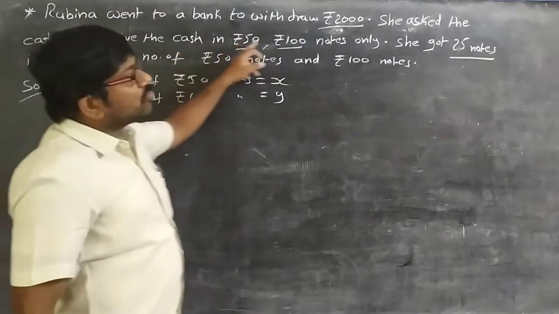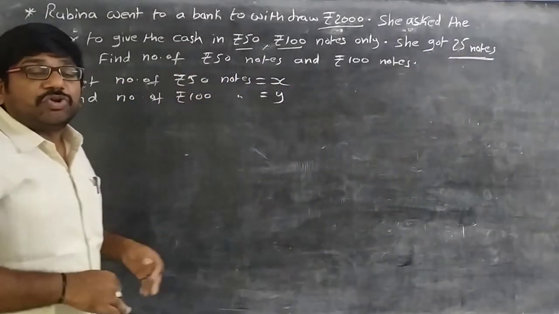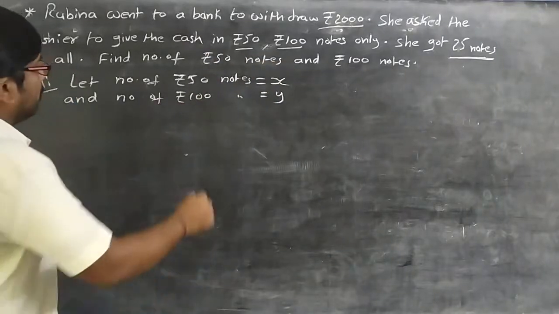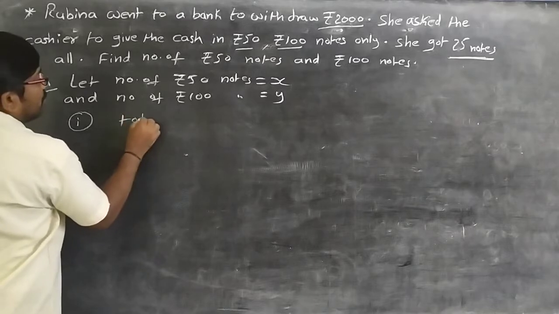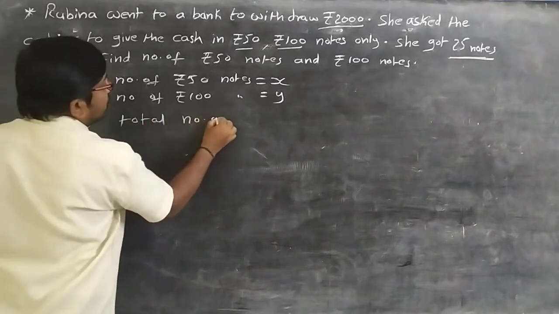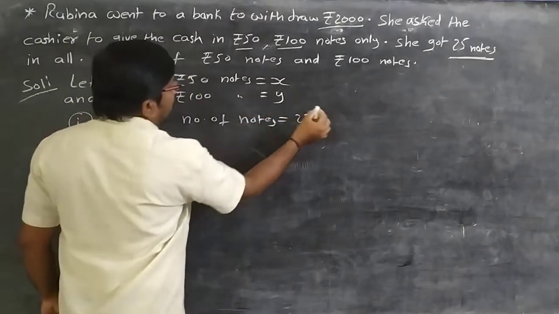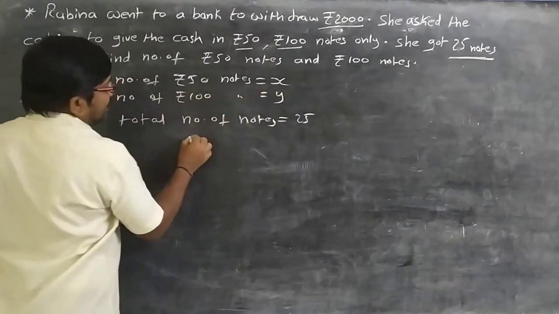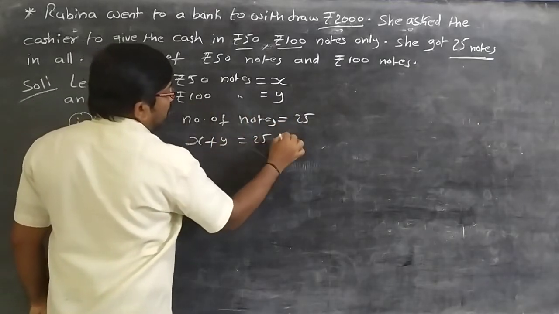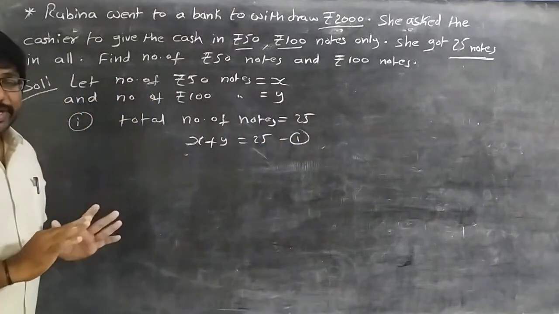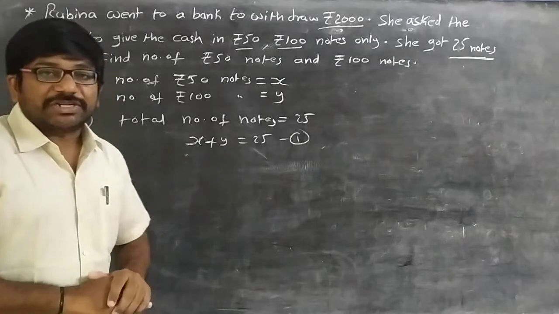So total how many notes did she get? 25 notes. Total number of notes is 25. So the first condition, total number of notes, how many? 25, means 50 rupee notes x plus 100 rupee notes y is equal to 25. That is equation 1, right?